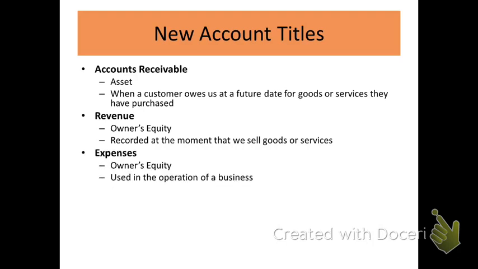The next account title is expenses. This is another form of owner's equity. Expenses are used in the operation of a business. You might see a repair bill, a telephone bill, charitable contributions, things along that nature. And expenses are only going to subtract from owner's equity, so you never will see an expense that increases owner's equity.